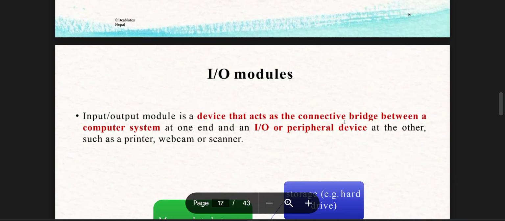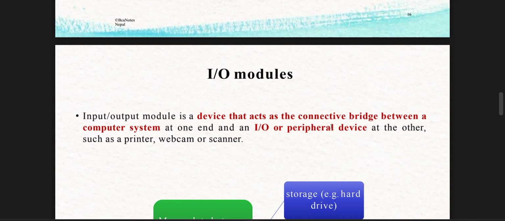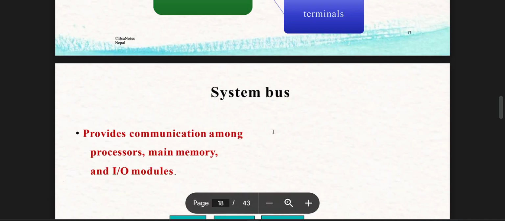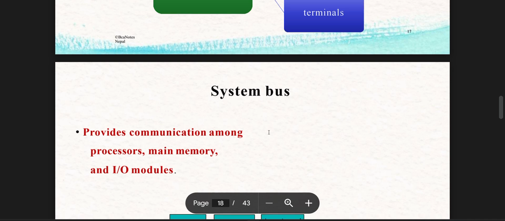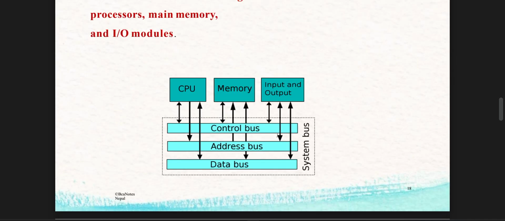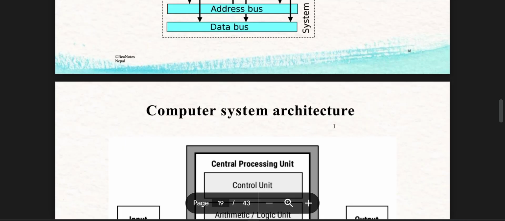I/O modules, input output modules, are the devices that act as the connective bridge between a computer system at one end and an I/O or peripheral device at the other, such as a printer, a webcam or a scanner. They move data between the computer and external environments such as storage, hard drive, communication equipment, terminal. The bus system provides communication among the processor, main memory, and I/O modules: CPU, memory, input, output, control bus, address bus, data bus, system bus.